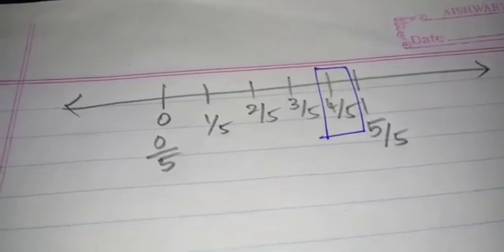Okay. In today's class we have discussed fractions on the number line and how to convert an improper fraction to a mixed fraction and a mixed fraction to an improper fraction. And I have given a few example problems as homework. I hope you all understood, children.